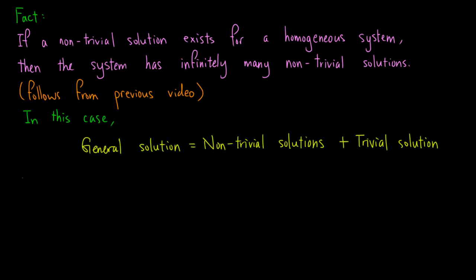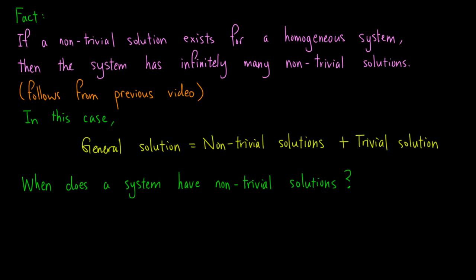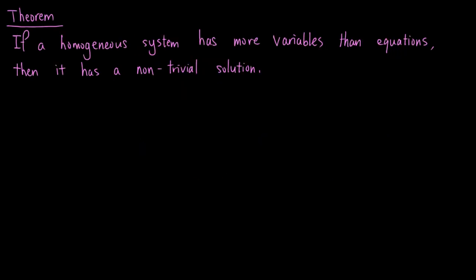So the question to ask now is, when does a homogeneous system have non-trivial solutions? The following theorem gives us a sufficient condition for a homogeneous system to have a non-trivial solution. This sufficient condition is that the homogeneous system has more variables than equations. This can be illustrated by the following simple example.